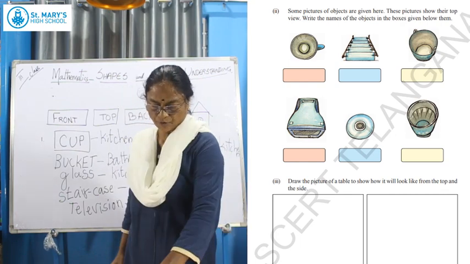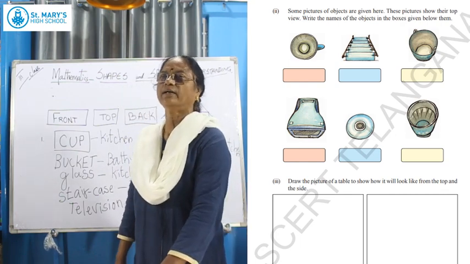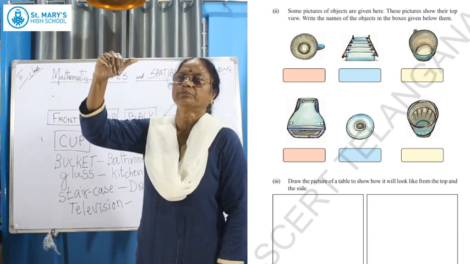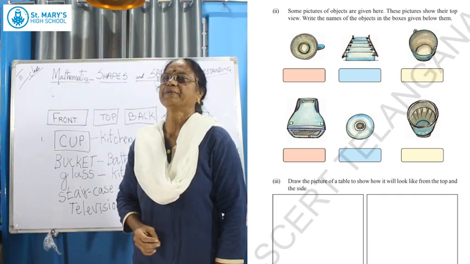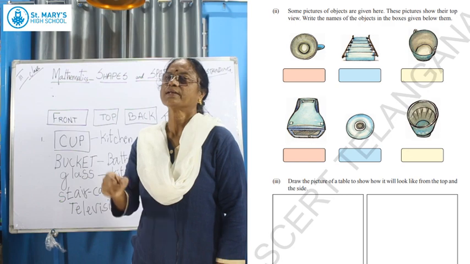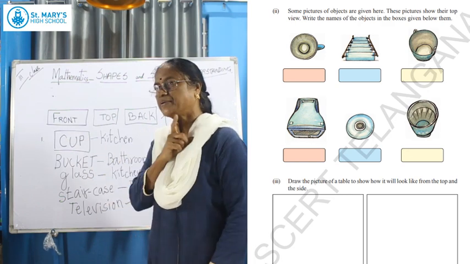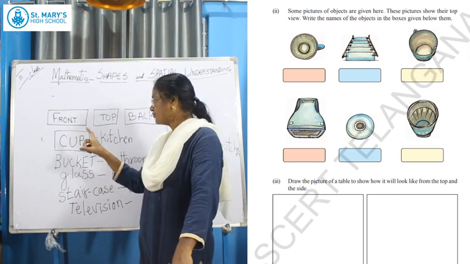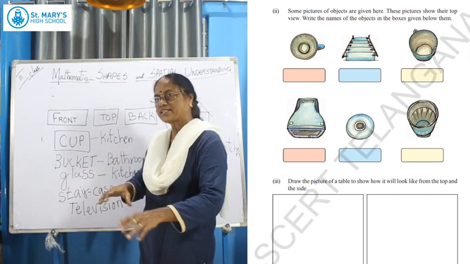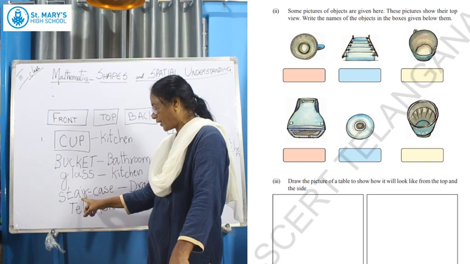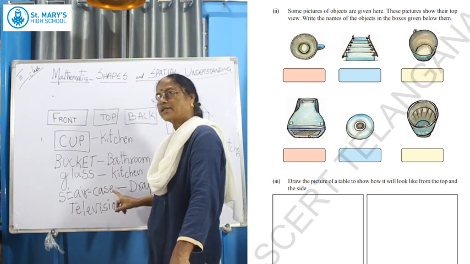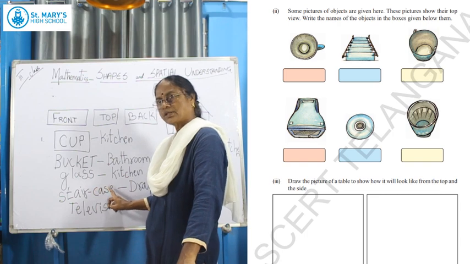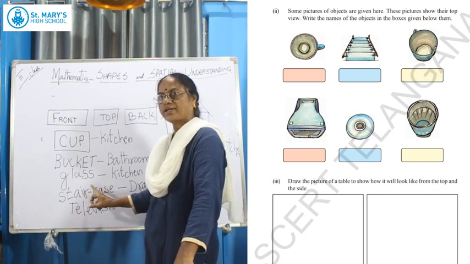What is the question there? Some pictures of objects are given here. These pictures show their top view. Write the names of the pictures in the boxes given below them. What will you write in the first? Cup. What will you write in the second one? They change the place, see there. You can write staircase. Write the spelling, S-T-A-I-R hyphen C-A-S-E, staircase.